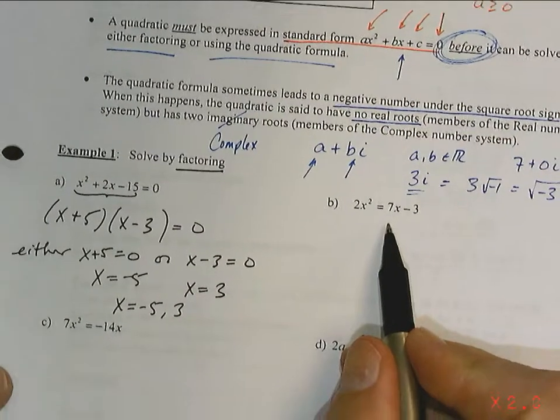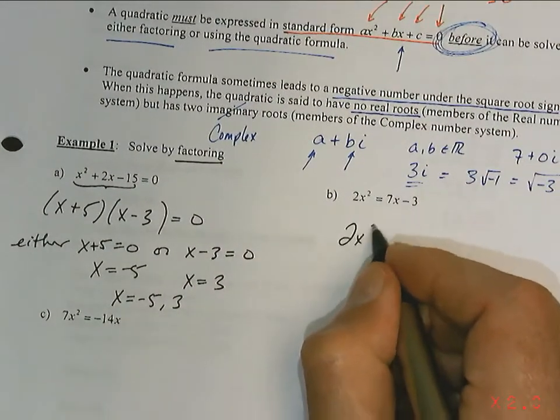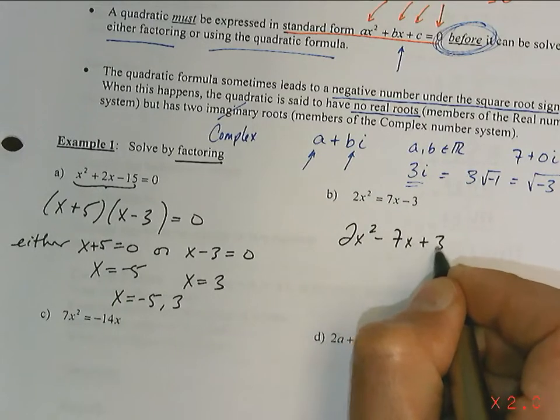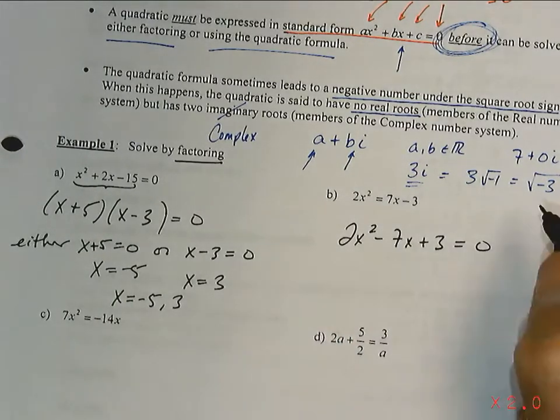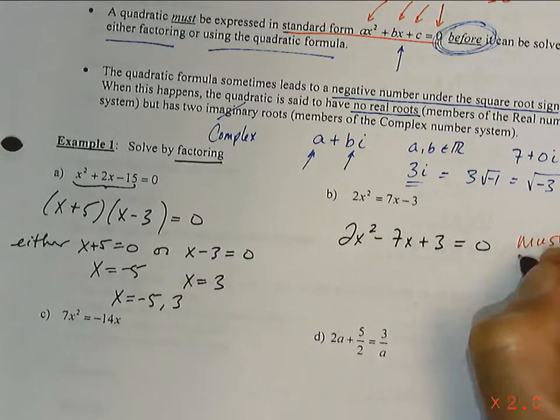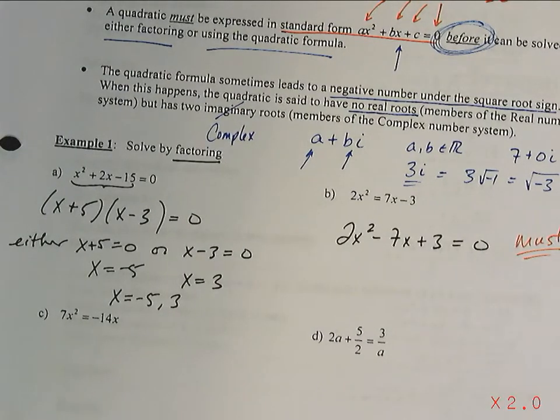This one, it's not in standard form. 2x squared minus 7x plus 3 equals 0. You must do this first. This is a must. No maybes, no kind of, but a must.